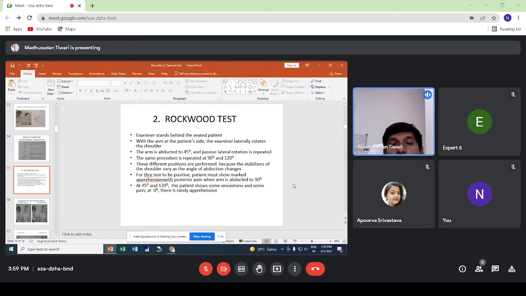The same procedure is repeated at 90 degrees and 120 degrees. The different positions are performed because the stabilizers of the shoulder vary as the angle of abduction changes. For this test to be positive, the patient must show marked apprehension with posterior pain when the arm is abducted to 90 degrees. At 45 and 120 degrees, the patient shows some uneasiness and some pain. At 0 degrees, there is rarely apprehension.